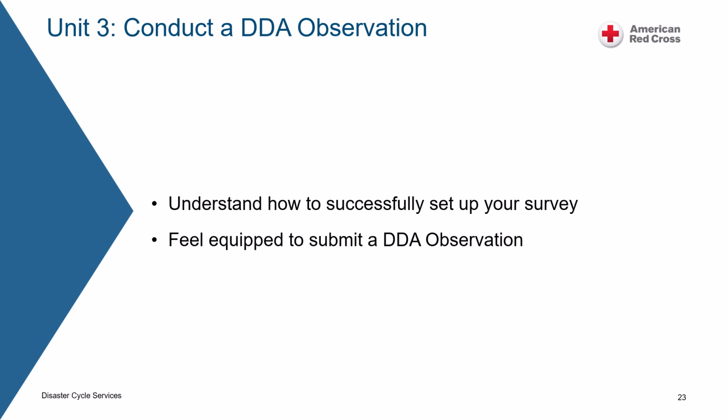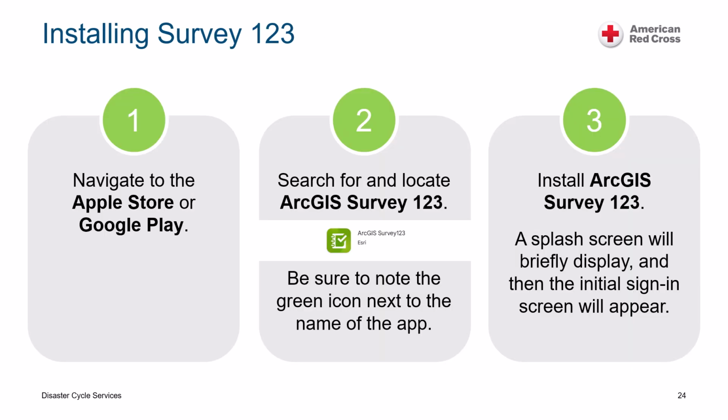Now that you've learned what to expect in the field, it's time to prepare you to conduct a DDA observation. In this unit, you will learn to set up your survey and how to submit a complete and accurate observation in Survey 123. If you do not already have the Survey 123 app installed on your mobile device, please do so now. Navigate to the Apple Store or Google Play.